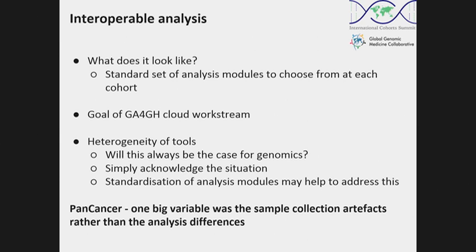There is this question about standardizing the analysis modules, the analysis tools that are used, versus enabling innovation and development of new types of tools. This is largely how research works. But as genomics enters into pharma and healthcare, there was a push to standardize how we analyze the data. One point made from the Pan-Cancer project is that one of the biggest variables actually was the sample collection artifacts, as opposed to the way the data was analyzed.